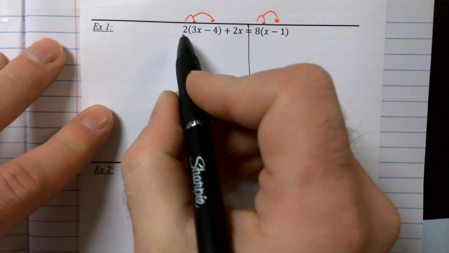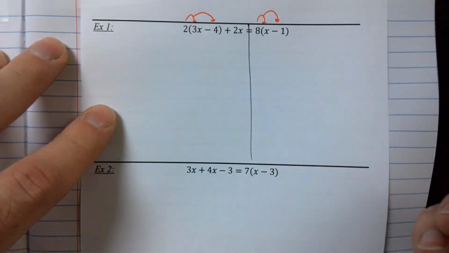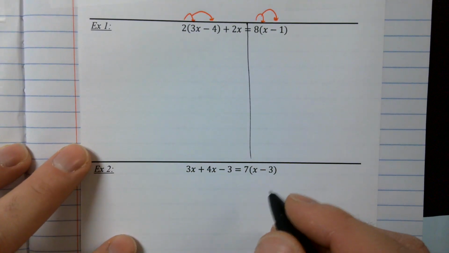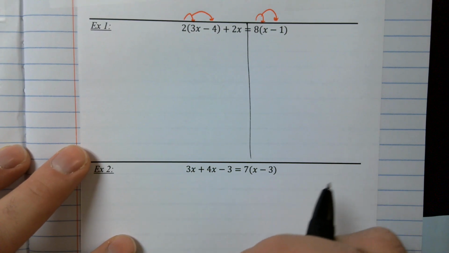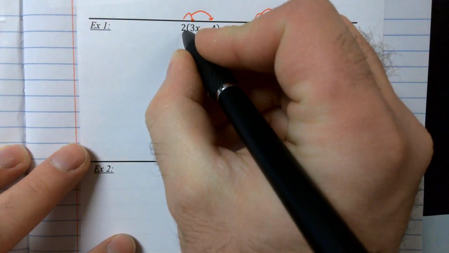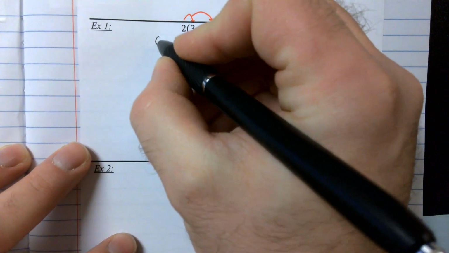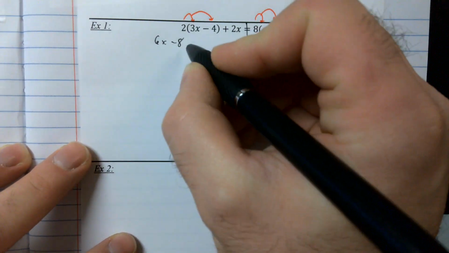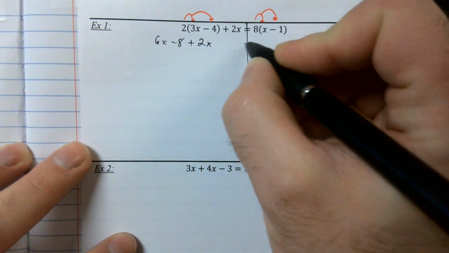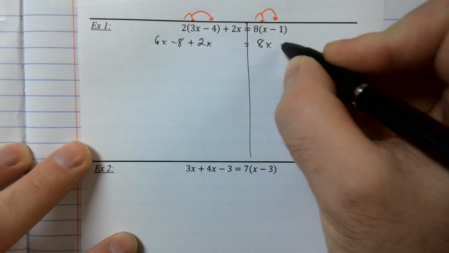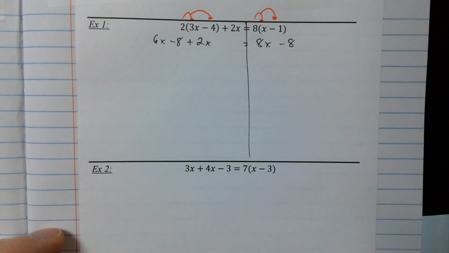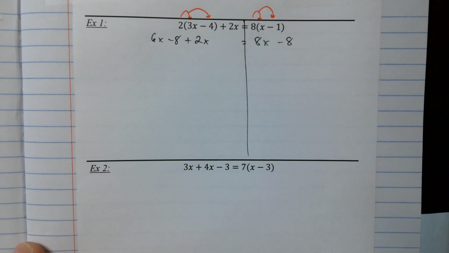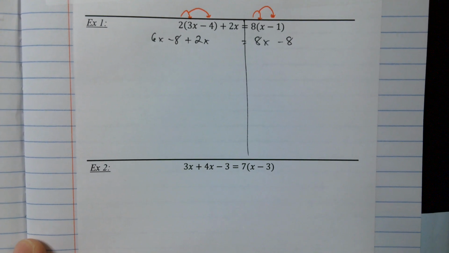So what do we get? We get 2 times 3x. What's 2 times 3x? 2 times 3x is 6x. 2 times negative 4 is negative 8. Plus 2x. And then the right-hand side, we multiply the 8. 8 times x gives me 8x. 8 times negative 1 gives me negative 8.